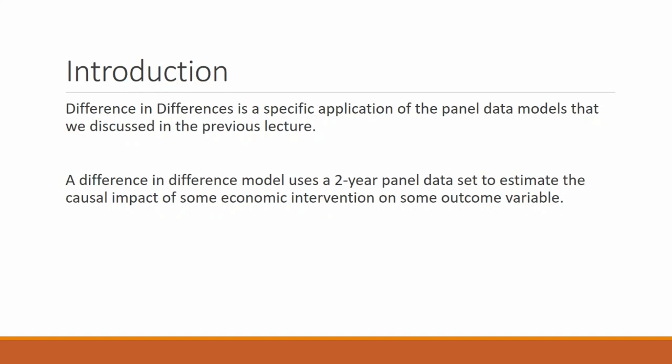Difference in differences is a specific application of the panel data models that we discussed in the previous lecture. A difference in differences model uses a two-year panel data set to estimate the causal impact of some economic intervention on some outcome variable. We typically use this type of model when we have some sort of intervention. This could be paired with a randomized intervention, like a randomized controlled trial experiment, or with a non-random intervention, or with a natural experiment, which I'll talk about later. The key is that we're going to get a pre and post assessment. We look at before the economic intervention was put into place and after it is put into place. And so we have a two-year panel data set, before and after. I'll make that more clear.